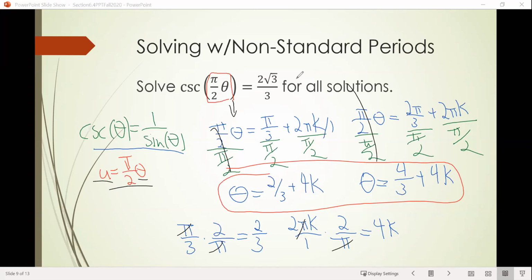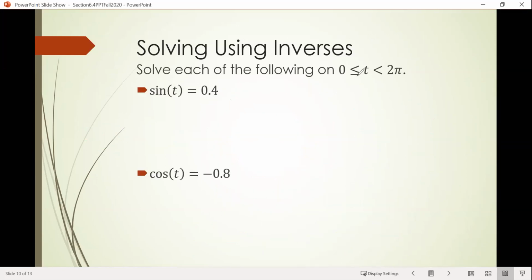All right, let's look now at what happens when we try to solve equations like these without values that are on the unit circle. So here we have sine of t equals 0.4. And we're asked to solve these problems between 0 and 2 pi. So how are we going to find a value for t here where the sine is equal to 0.4? Because again, that is not something that falls on the unit circle.